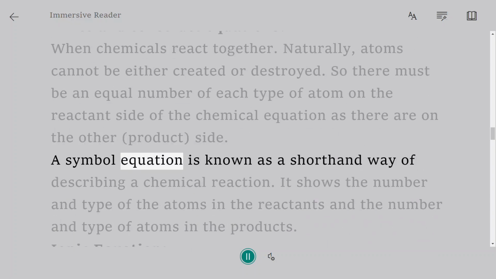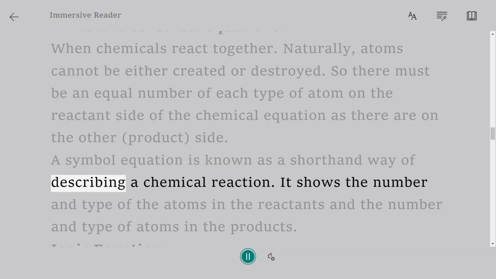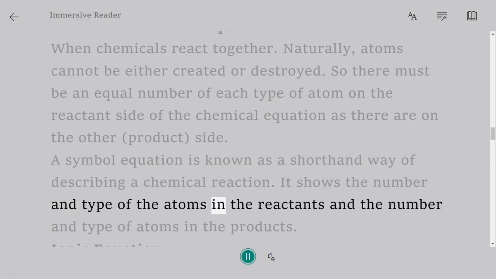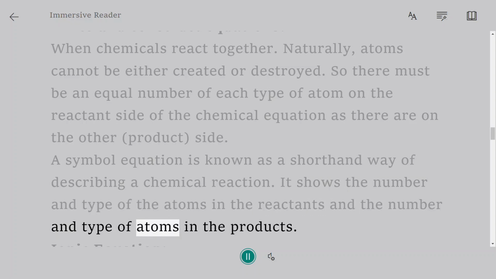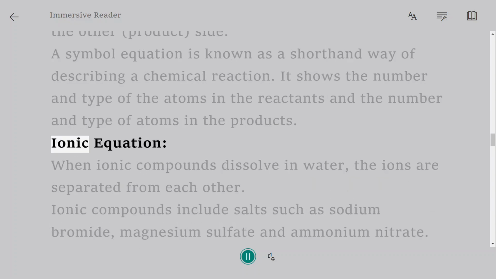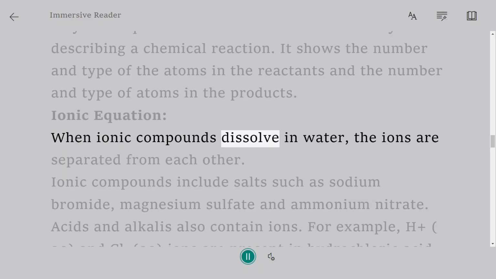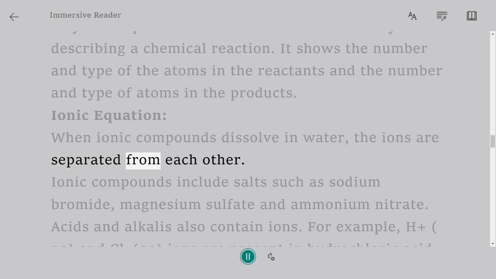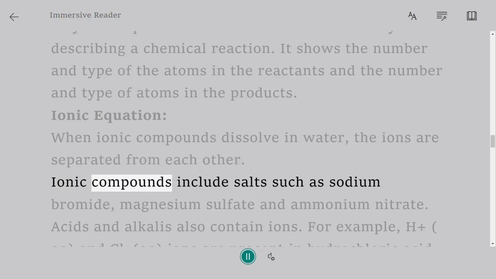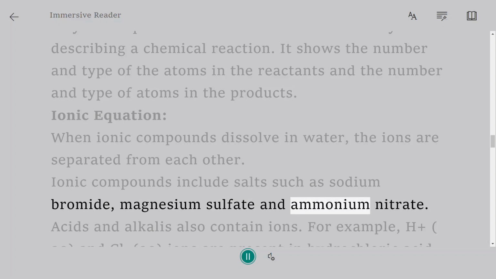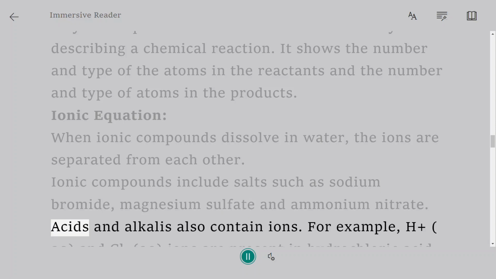A symbol equation is known as a shorthand way of describing a chemical reaction. It shows the number and type of the atoms in the reactants and the number and type of atoms in the products. Ionic equation. When ionic compounds dissolve in water, the ions are separated from each other. Ionic compounds include salts such as sodium bromide, magnesium sulfate, and ammonium nitrate. Acids and alkalis also contain ions.